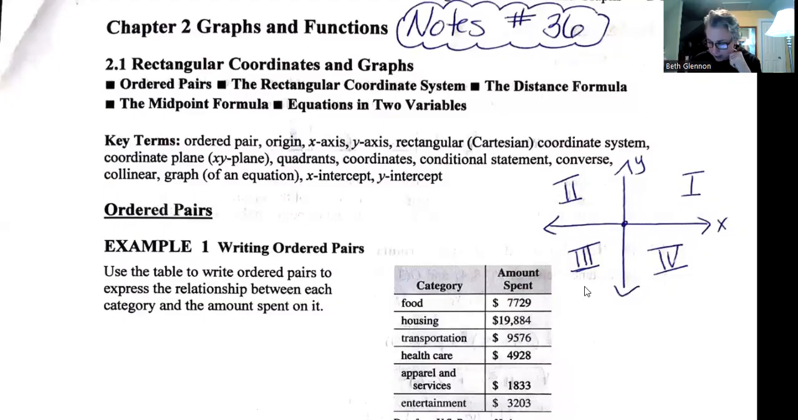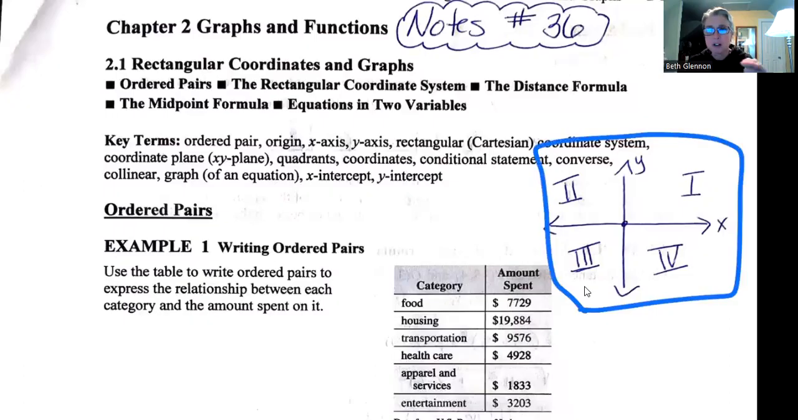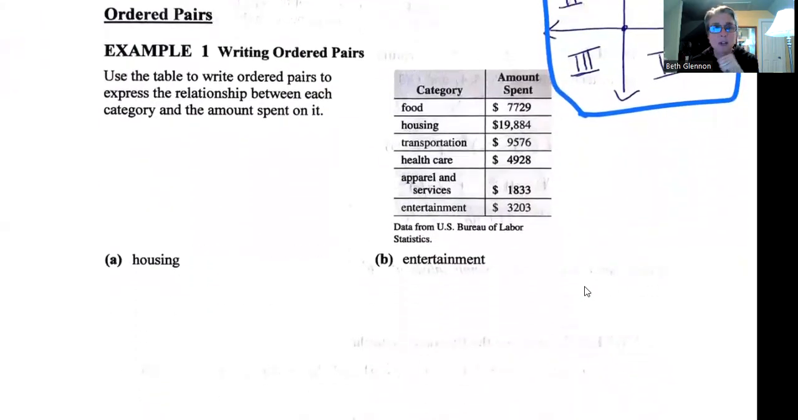So we want to think about our Cartesian coordinate system. Every single time you're going to work with these, horizontal is the x, vertical is the y. And you're going to name your quadrant by Roman numerals, starting with quadrant 1 and then working in the counterclockwise direction. Okay, let's look at this first example they have for us.